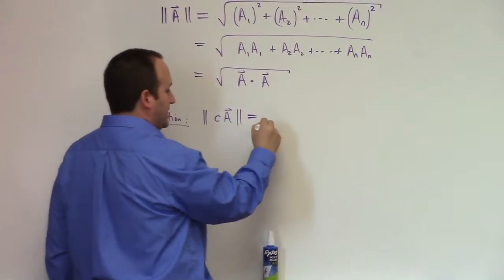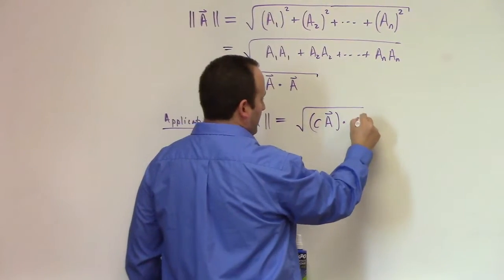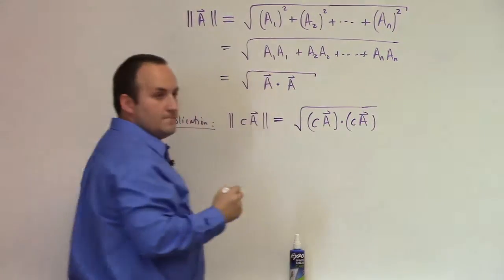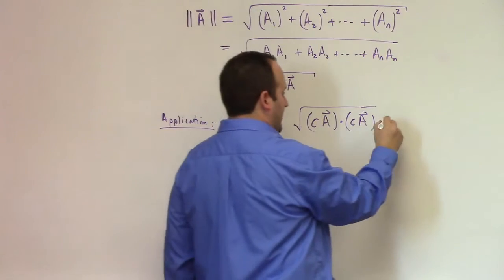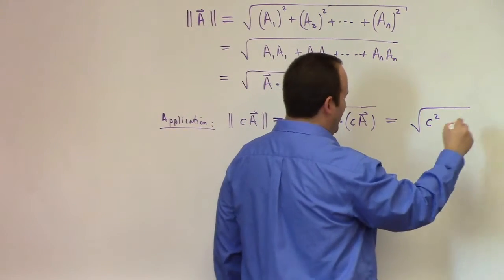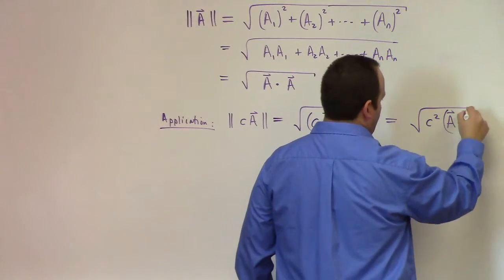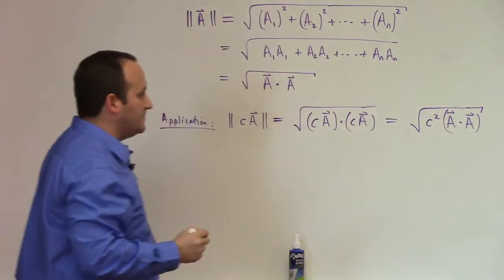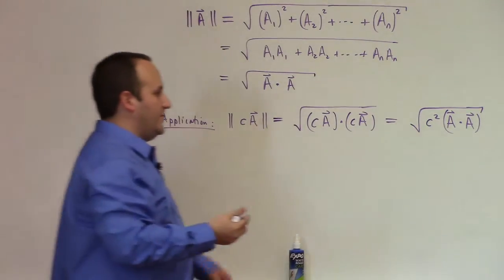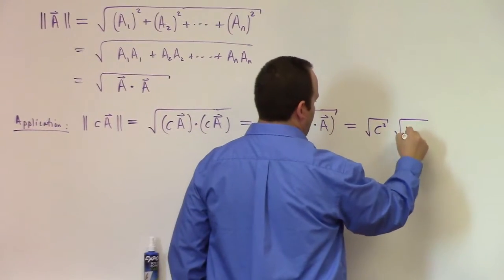Because the length of CA is the square root of CA dot CA. But remember, scalars factor out of the dot product, which I stated and haven't proved, but you can see how to prove it. I'm not going to prove everything because, come on, you don't want to see it either. And so by properties of the square root, that's the square root of C squared and the square root of A dot A, right?